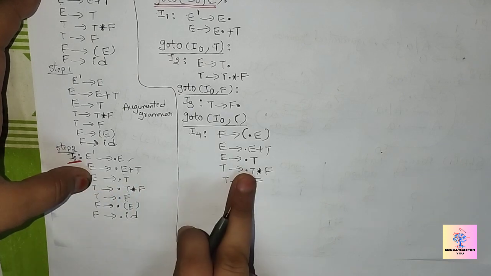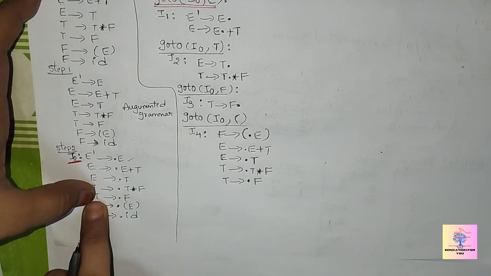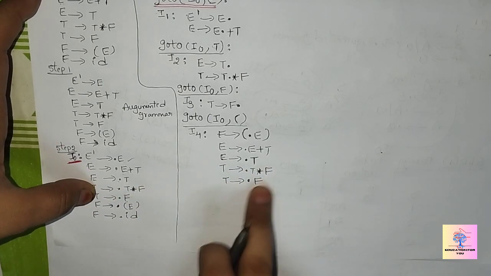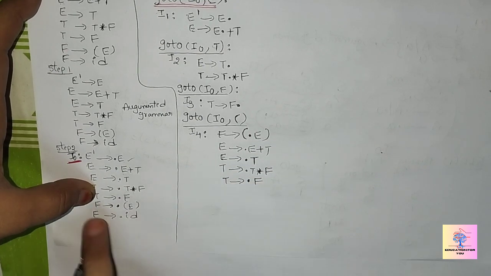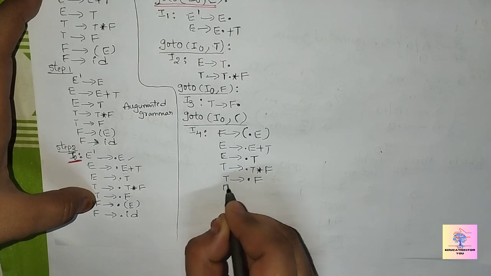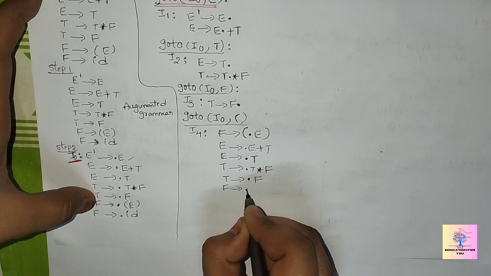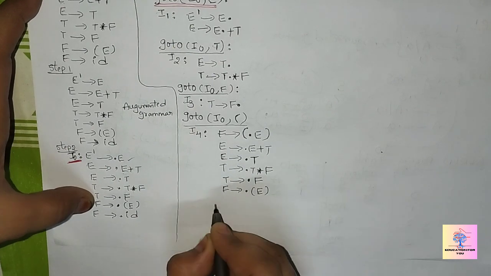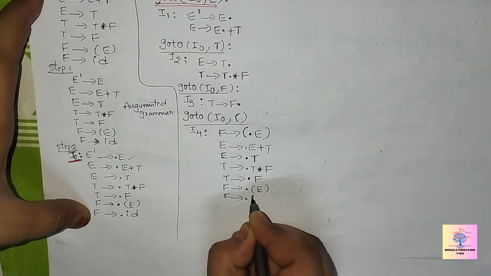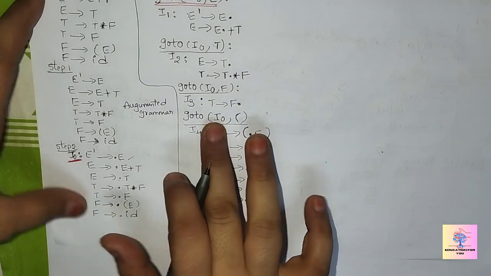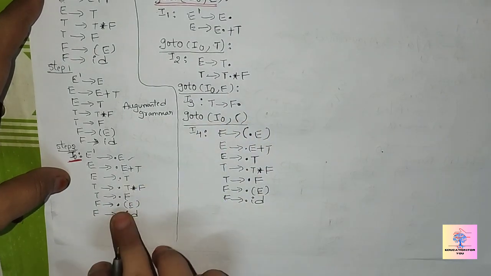So T is going to producing dot T star F, and another production is T is going to producing dot F. Now F is also there here, so F productions also you have to introduce. So F is going to producing dot open parenthesis E closed parenthesis, and F is going to producing dot ID. Now I0 comma open parenthesis is over.